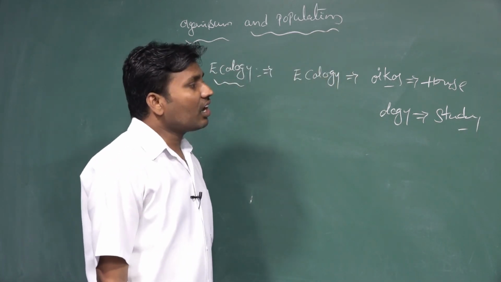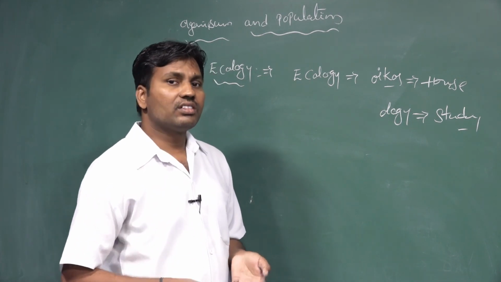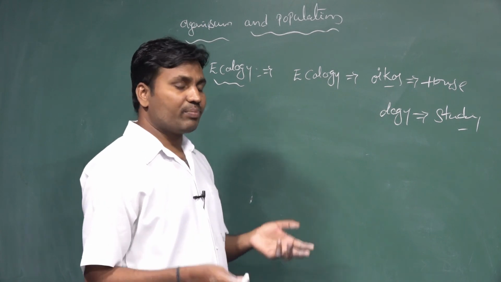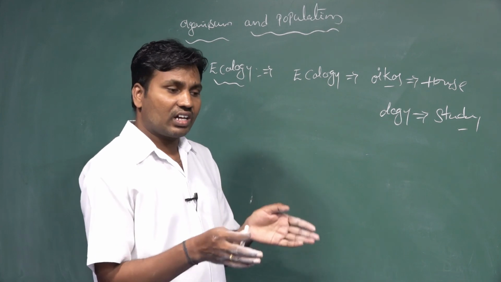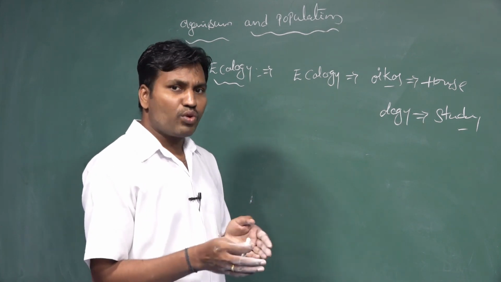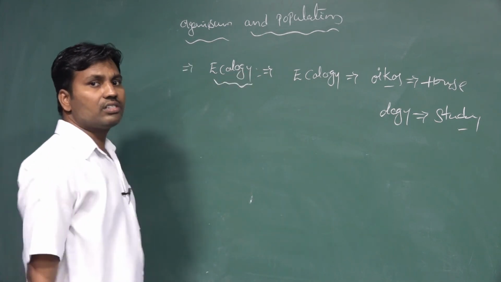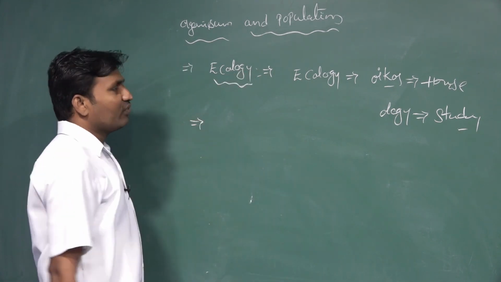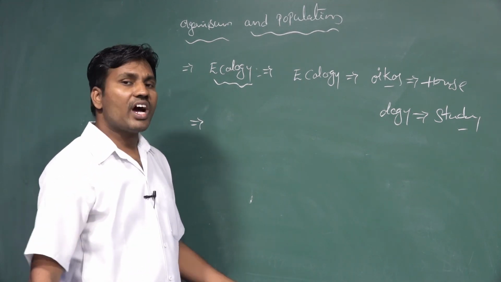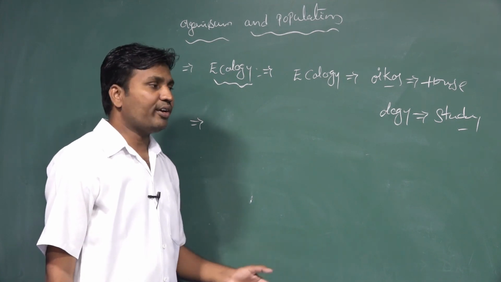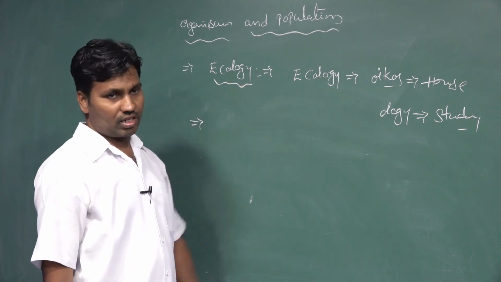That means where the organisms are living, where they are surviving, in a particular region. The study of those regions and the organisms with their surroundings, their relationship, is studied in ecology. This is the major aim of ecology: the study of organisms and their surroundings, how they are related and how they interact with their surroundings.